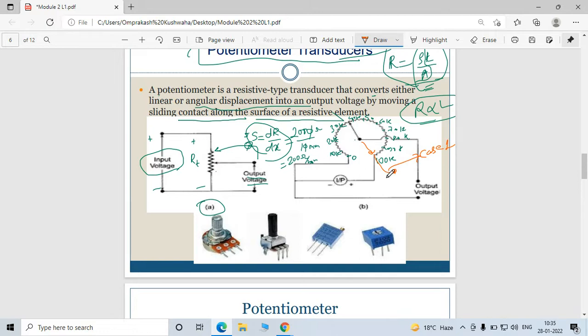It terminates at the second side of this branch, so you will get the whole input as your output. Accordingly, you define your displacement, right? Now one question should be kept in your mind: depending on different lengths, you need different types of potentiometer, right?